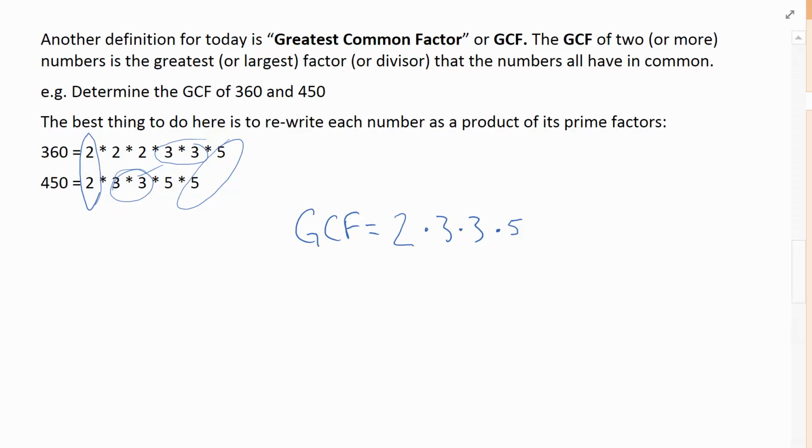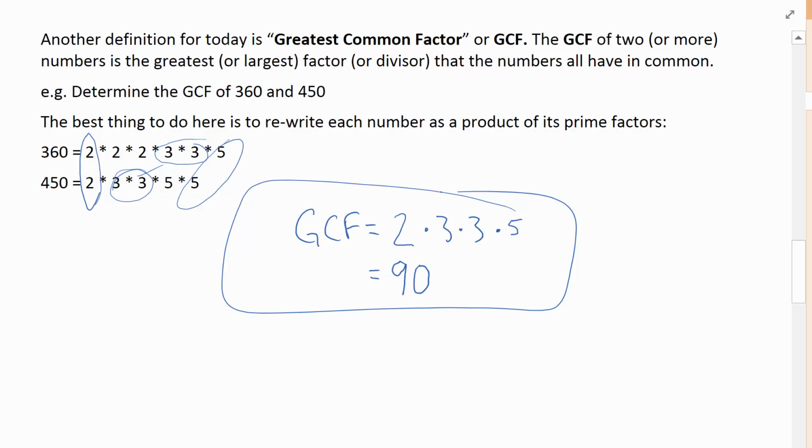And now I can multiply these out. 2 times 3 being 6, 6 times 3 being 18, and 18 times 5 being a large number. No, I'm just kidding. 10 times 5 is, of course, 50. 8 times 5 is 40. So 18 times 5 is 50 plus 40, or in other words, 90. The greatest common factor of 360 and of 450 is 90.